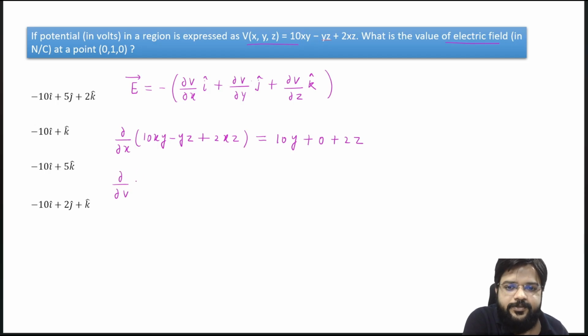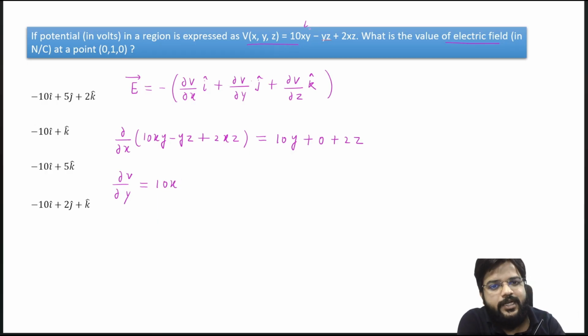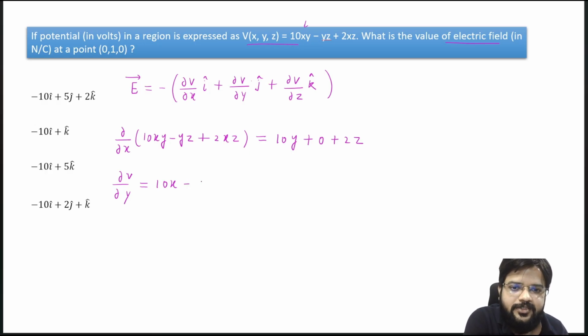If we do it with respect to y, then what we will get? Now we are doing with respect to y. First we have 10xy, correct? So y is variable, 10x is constant, so here we will get 10x, everyone. Correct? 10x we put outside, and differentiation of y with respect to y is 1. So we are getting 10x. Then minus yz, partial differentiation: y is variable, z is constant, so here we are getting minus z. The next is 2xz. Here x and z both are constant, everyone, so it is 0.